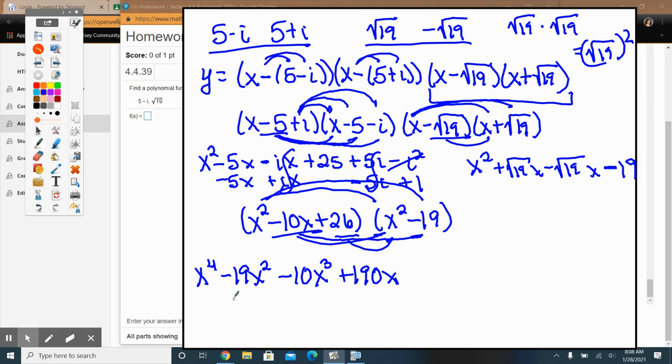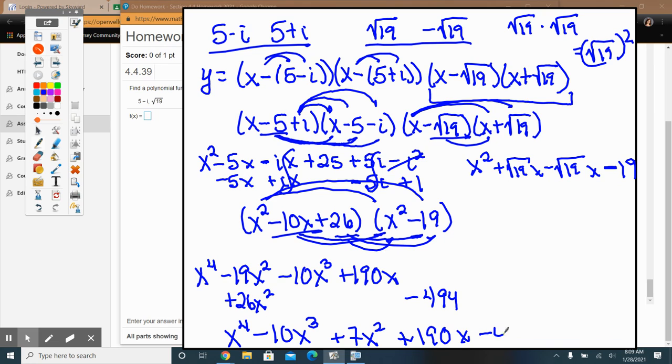26 times x squared is a plus 26x squared. So that one goes here. And 26 times negative 19, I don't even know. 494. Negative 494. So my final answer is going to be x to the fourth, I'll need the negative 10x to the third. Type this in my calculator because I'm up early. Negative 19 plus 26, and that is plus 7x squared plus 190x minus 494. Okay, so go ahead and pause that to get yours right.